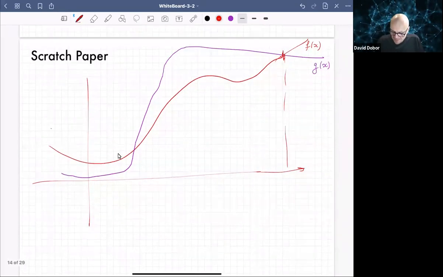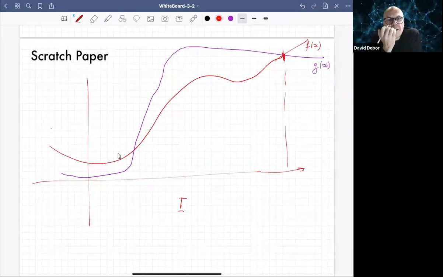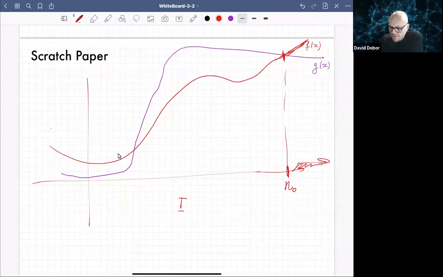So suppose now that this pattern continues forever. That is, from this point on, and this is not quite answering your question, but I'll return to yours in a minute. Suppose that from this point, let's call this n0 for whatever reason, from this n0 onward, like above here, f of x stays above. So question: is f of x big O of g of x?